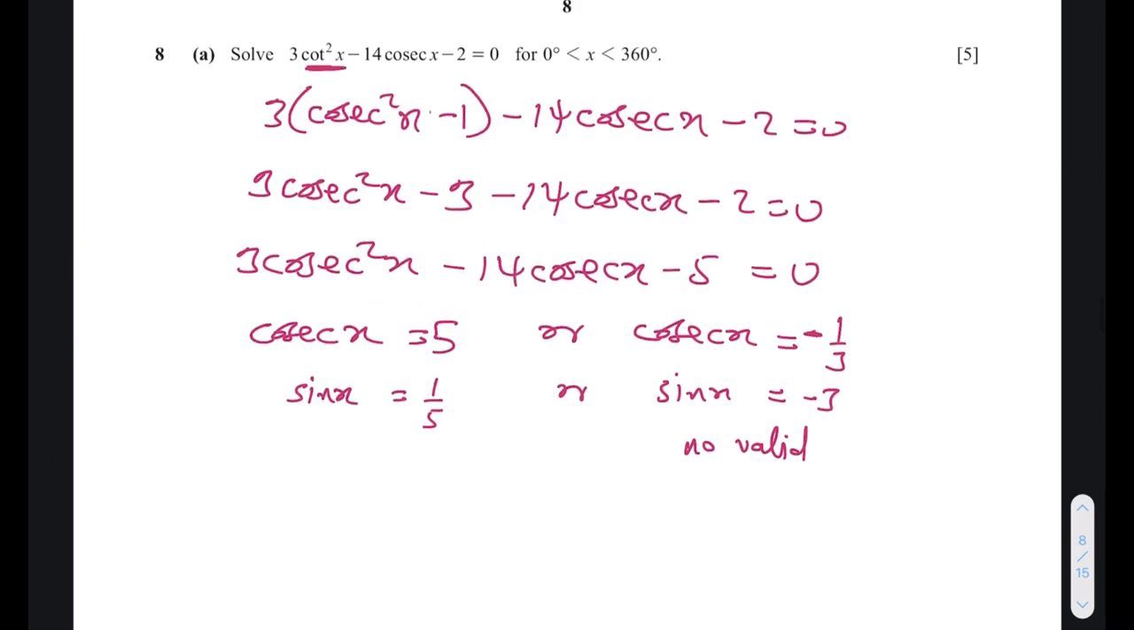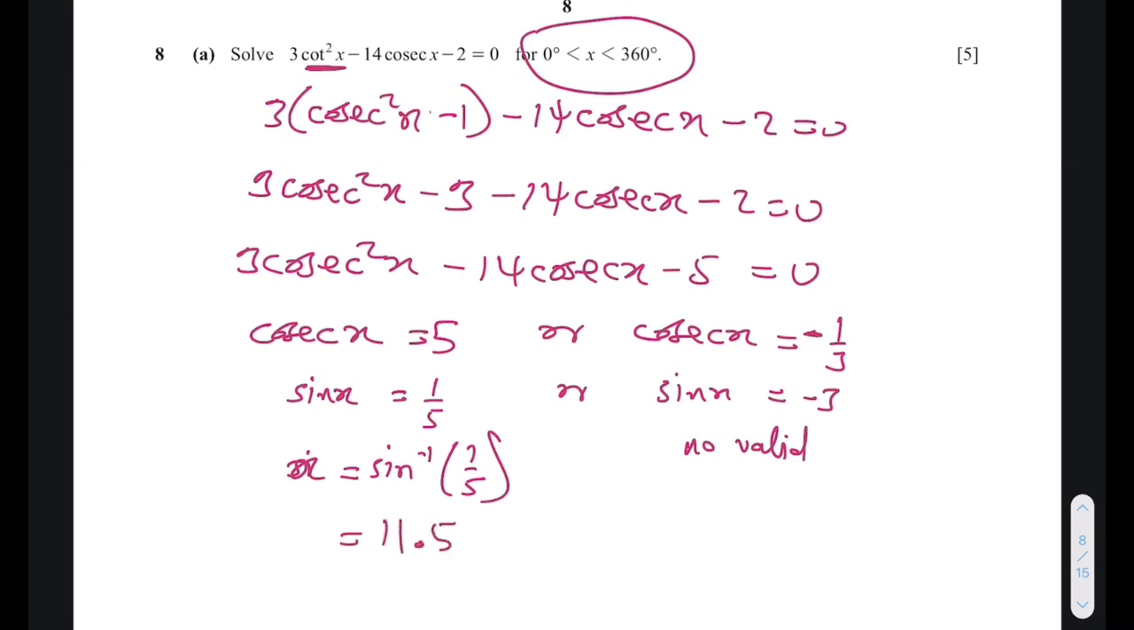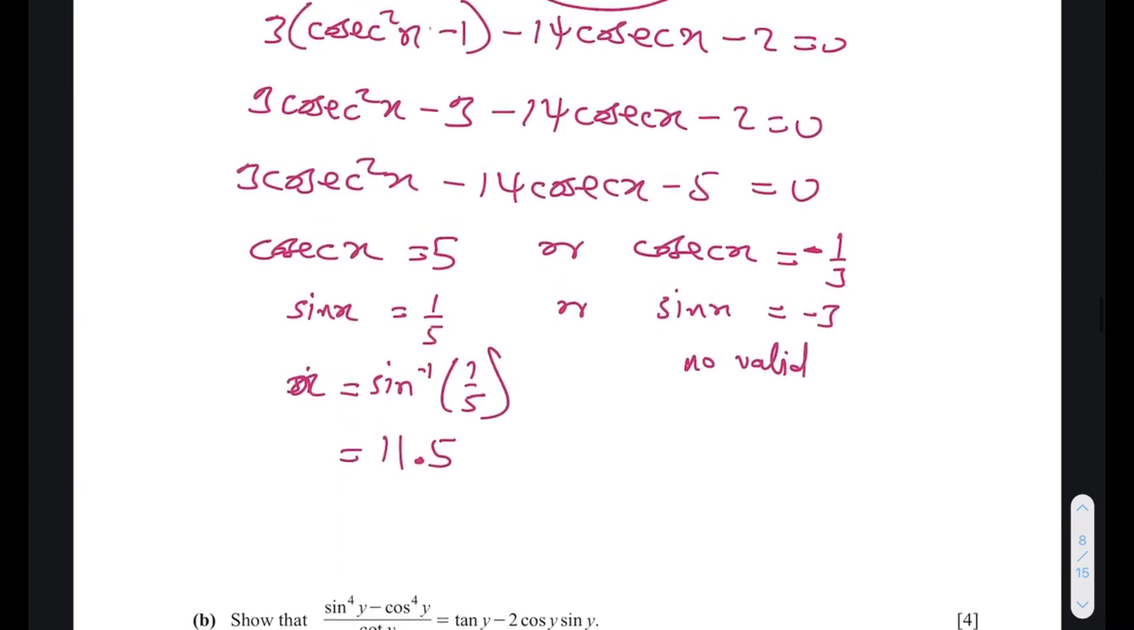Also, change your calculator to what? Degrees. Okay, make sure that it's in degrees. All right, so then we can work with this particular one. x is equal to sine inverse of 1 over 5. So sine inverse of 1 over 5 is actually 11.5. Okay, 11.5, that's it.